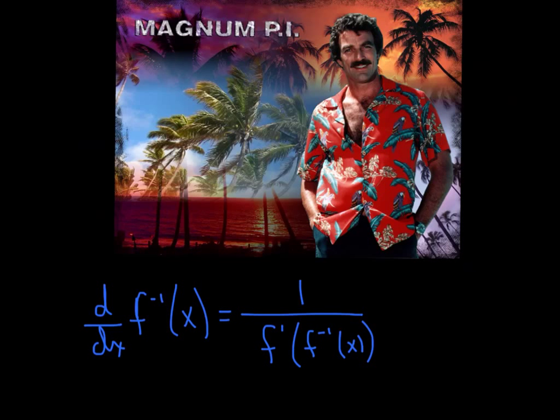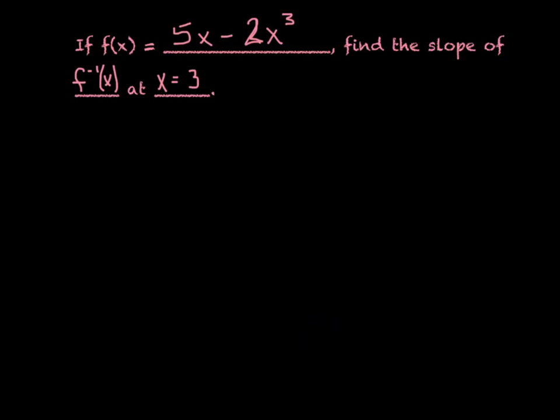Tom Selleck starred in that great show, and the abbreviation for private investigator, PI, is going to help us remember the order in which these two functions are composed in the denominator. We've got our prime on the outside, and then we've got our inverse on the inside. So Magnum PI, and I think that's going to help us remember in the heat of the moment how this formula develops.